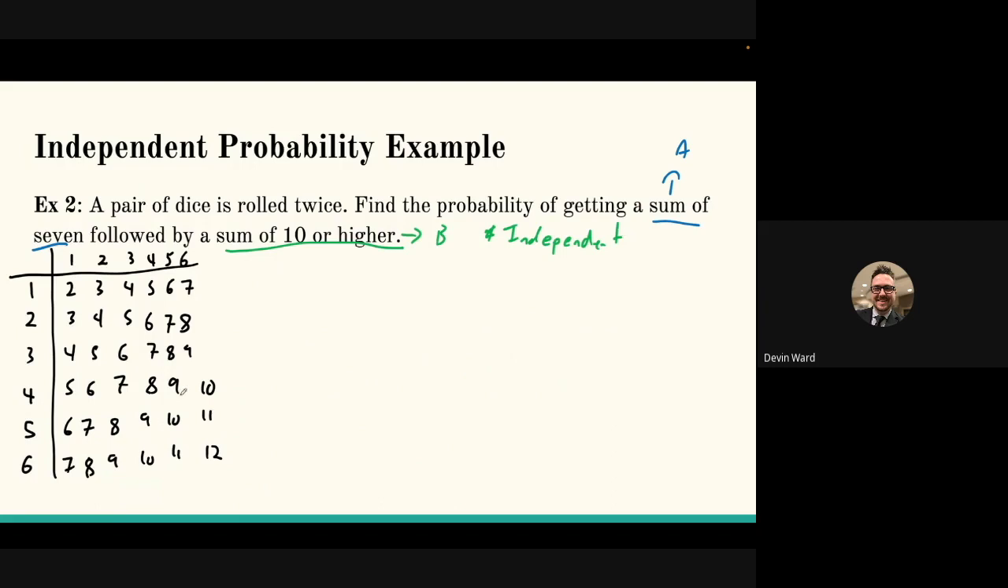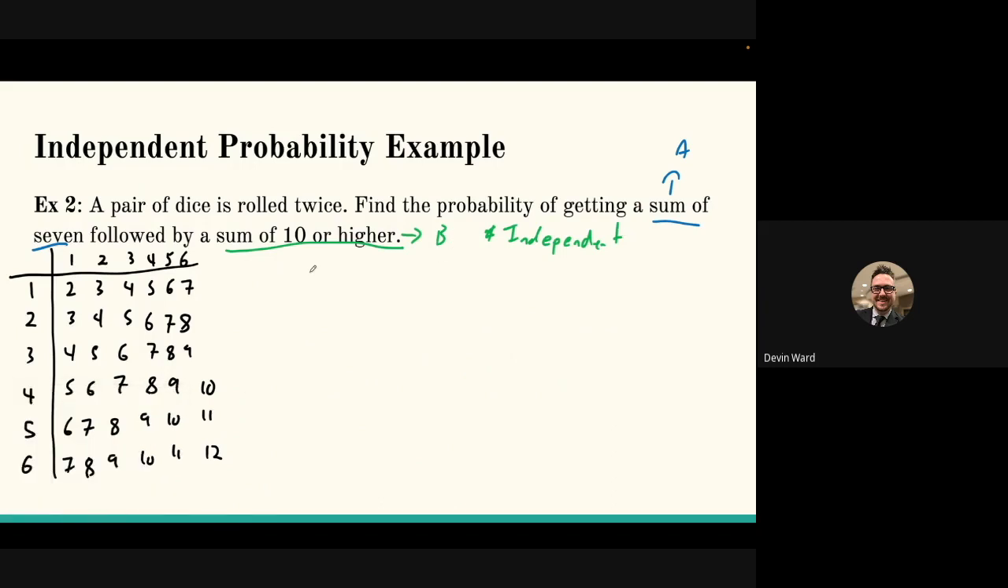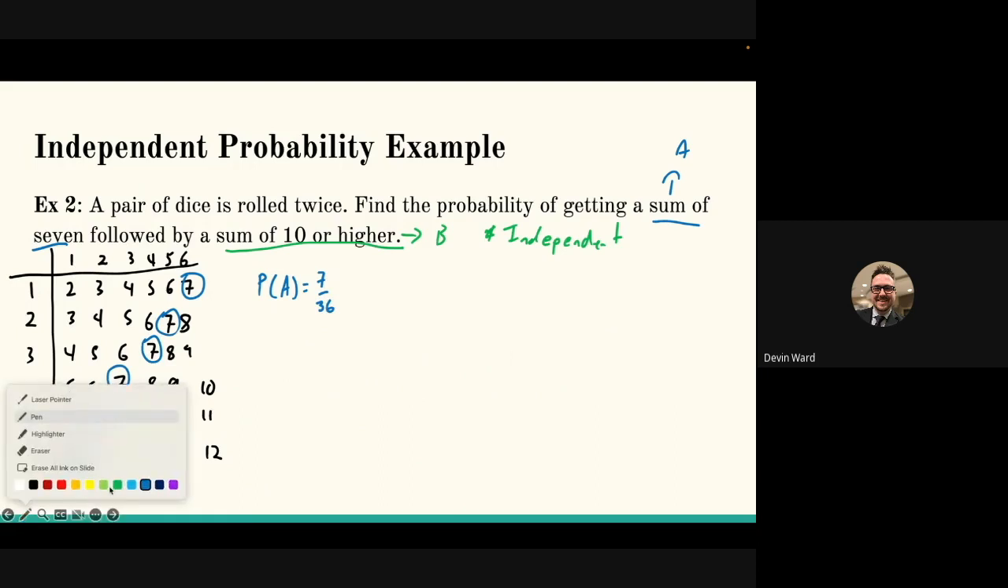Okay? So let's see, how many different ways can we get a sum of 7? Well, if we roll a 1 and a 6, that gives 7. If we roll a 2 and a 5, that's 7. 3 and 4 is 7. 4 and 3 is 7. 5 and 2 is 7. And 6 and 1 is 7. Okay. So our probability of A is 6 over 36 total options.